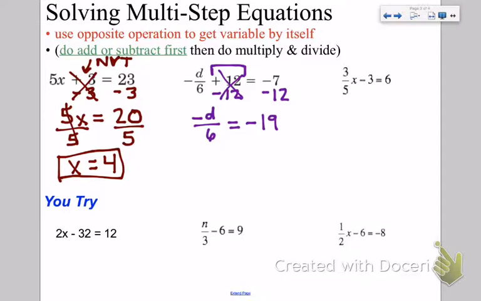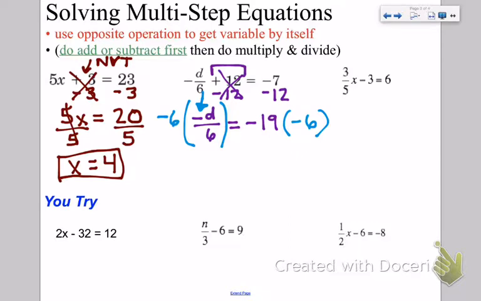So now, if we remember from before, when we have a number in the denominator, that means that we're really dividing. So in order to undo division, we need to use multiplication or multiply by the reciprocal. So what we also need to get rid of at the same time is that negative. I know what's in the denominator is positive 6, but if we multiply both sides by negative 6, we're going to get rid of that negative right here that we don't want next to the d.